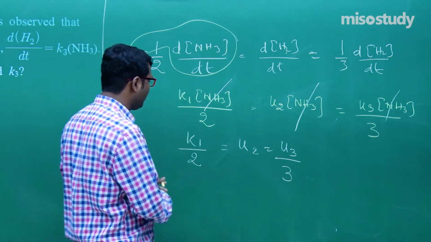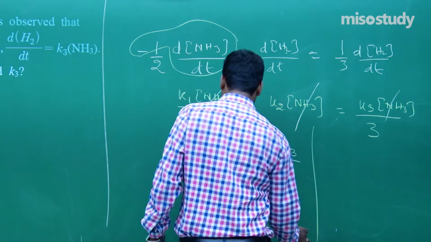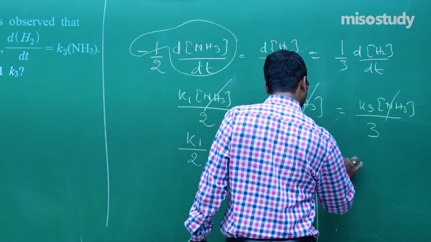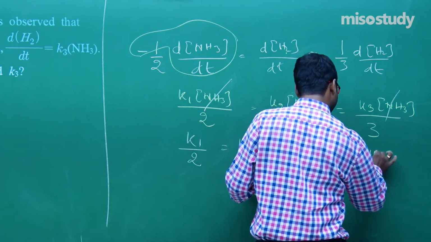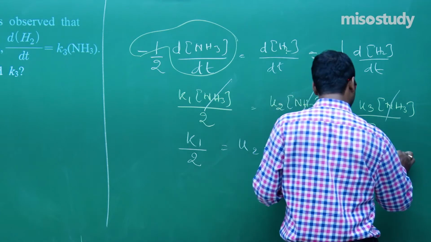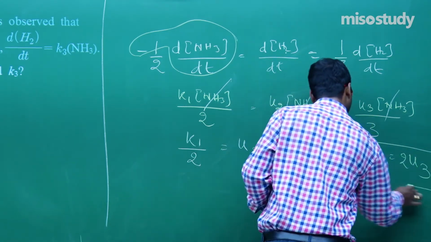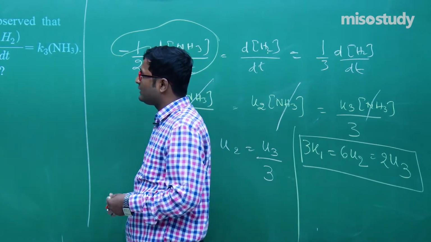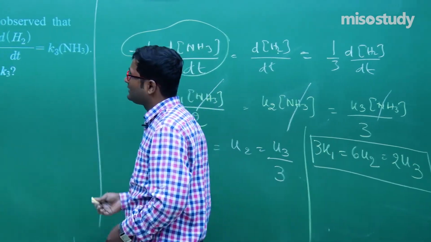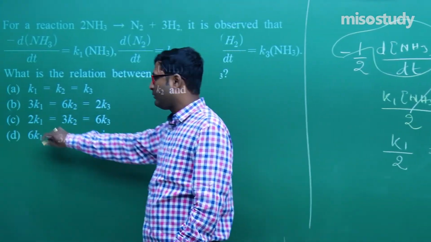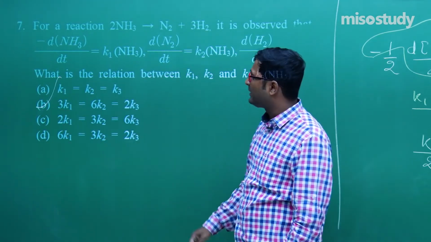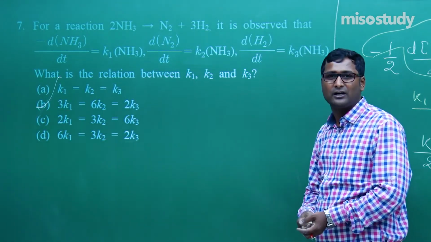Now what is the LCM here? That is 6. So right here 3K1 is equal to 6K2 is equal to 2K3. This is the expression: 3K1 is equal to 6K2 is equal to 2K3. So for this question, we can easily predict B is the correct option.